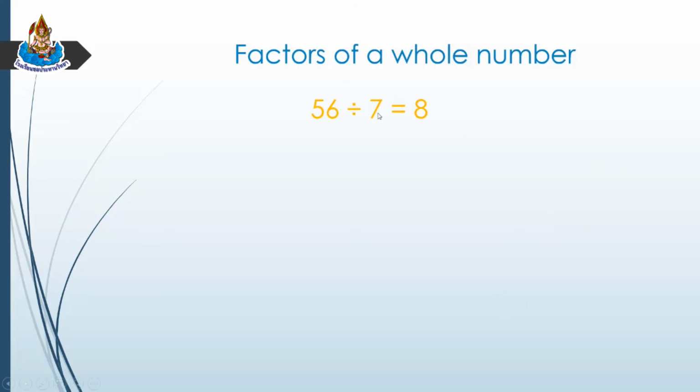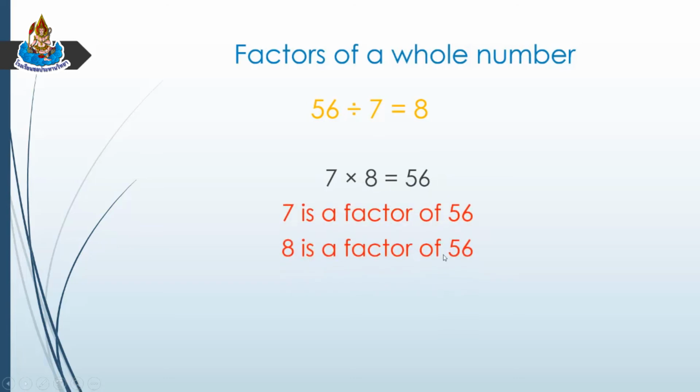We have 56 divided by 7, which is equal to 8. So we know that 7 and 8 are factors of 56. And when we multiply 7 times 8, we will get the product 56. So 56 can be written as a multiplication problem, 7 times 8, where 7 is a factor of 56 and 8 is a factor of 56. So each number can be written as a multiplication of its factors. And it can help us with some multiplication and division problems.